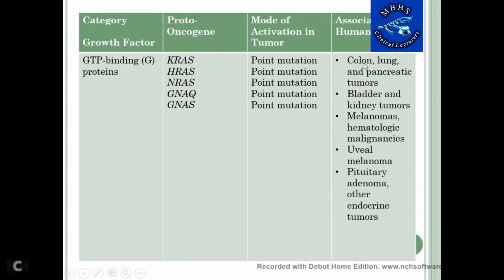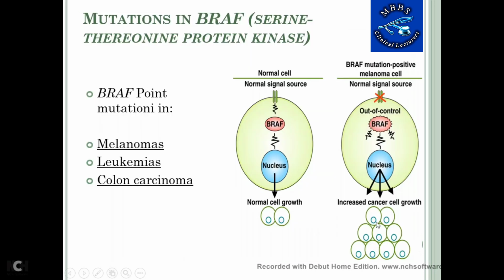They are involved in multiple kinds of human cancers involving colon, lung, pancreas, bladder, kidney, melanomas, and then there could be a pituitary adenoma and other endocrine tumors also. The other signal transduction protein is the BRAF serine threonine kinase pathway. And you can see that in a normal cell, what is the function of the BRAF pathway? It actually transmits the signal from the cell membrane to the nucleus for normal cell growth.